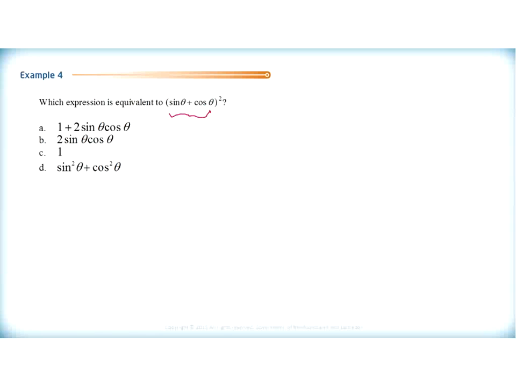If I were to take this as squared, I would get this. Note, I do not get sine squared plus cosine squared. It's sine theta plus cosine theta times sine theta plus cosine theta. That's how I square that. I multiply it by itself. Now, I just simply use the distributive property. Sine times sine is sine squared.